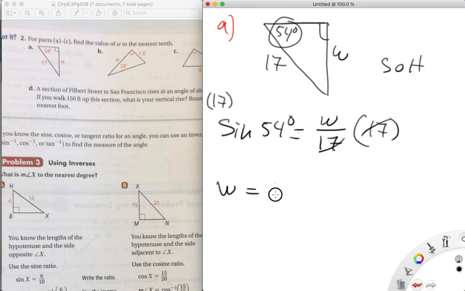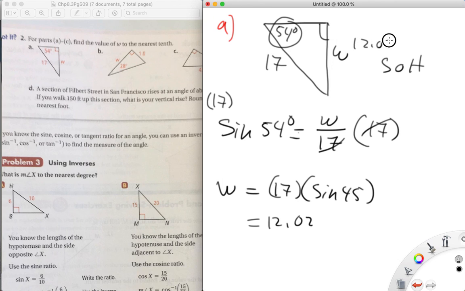So I have that W is equal to 17 times sine of 54. The way that you do this in your calculator is you hit the sine key and put in 54. That's going to give you some decimal. And then multiply that times 17. That gives me that W is equal to 12.02. So this side is 12.02. Okay.